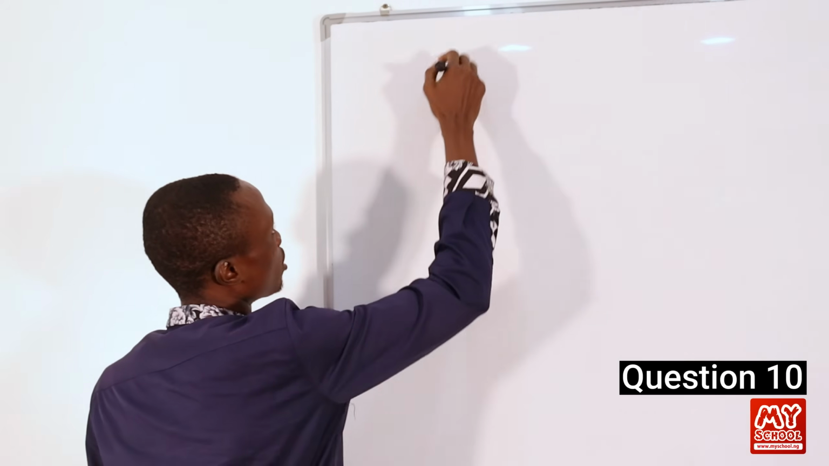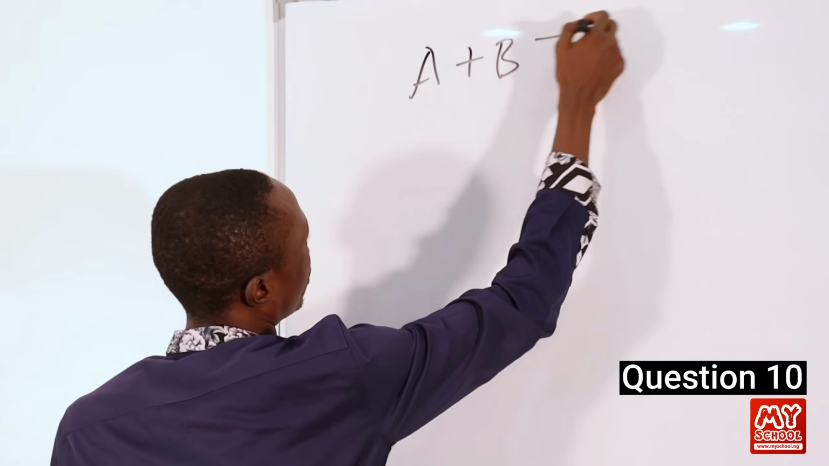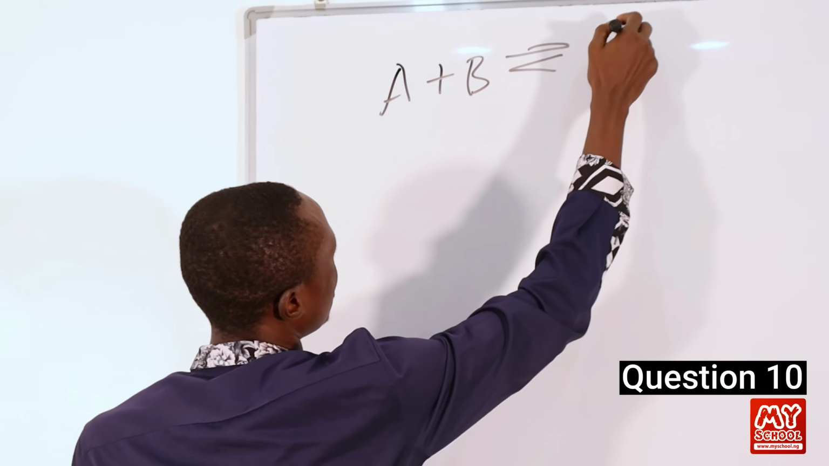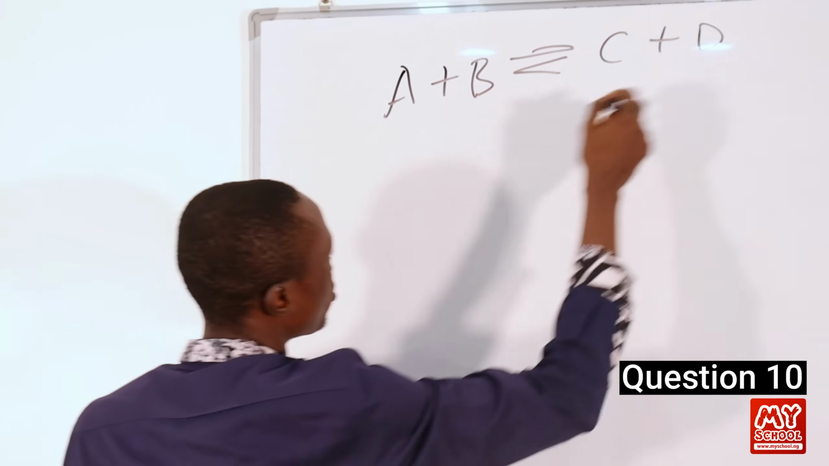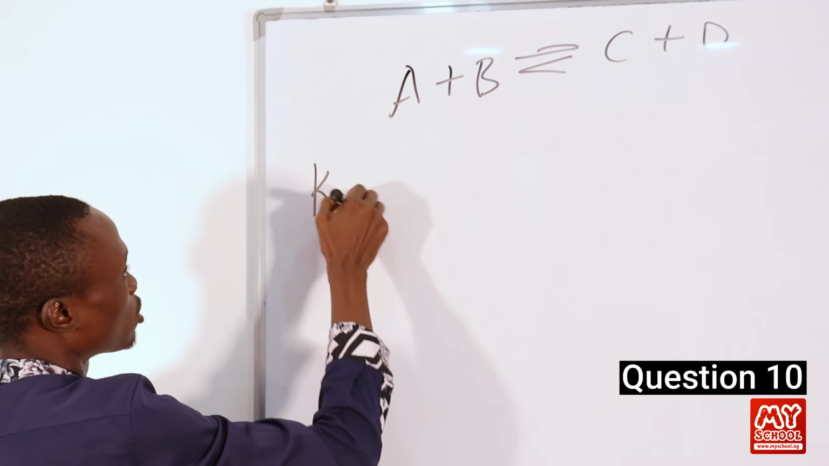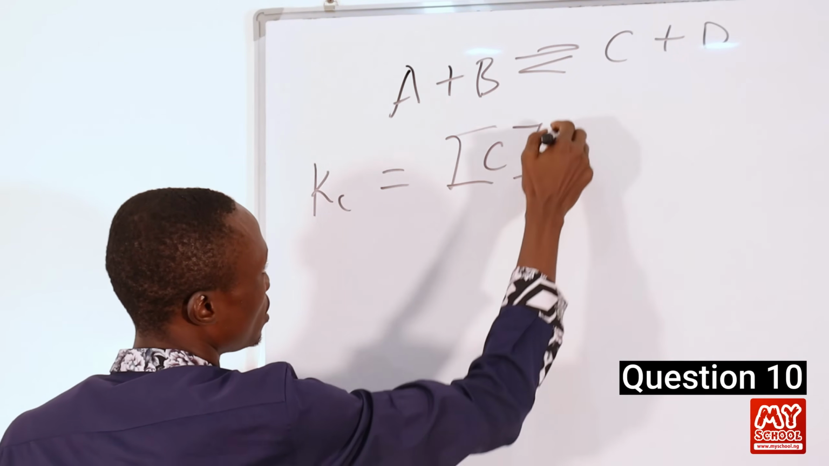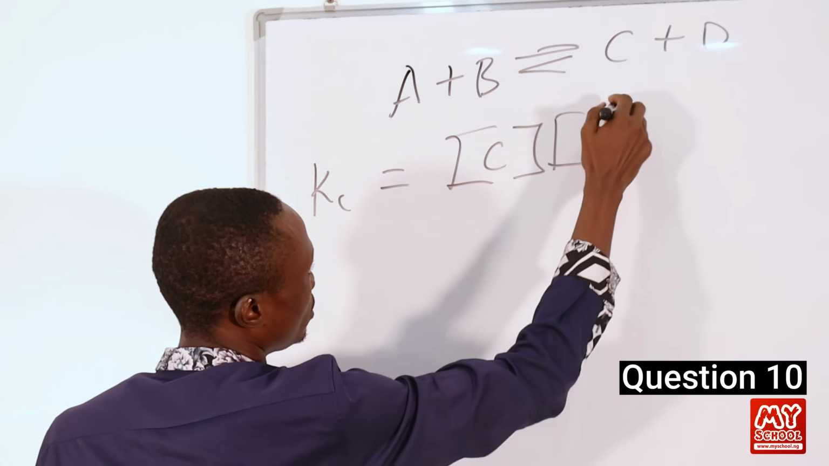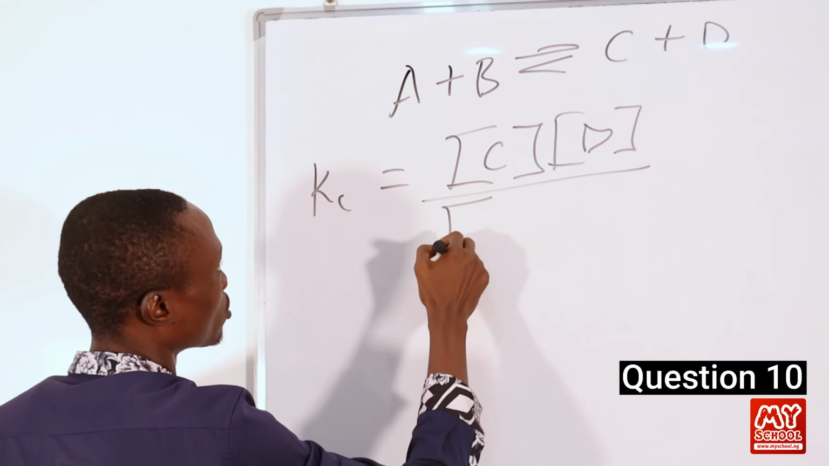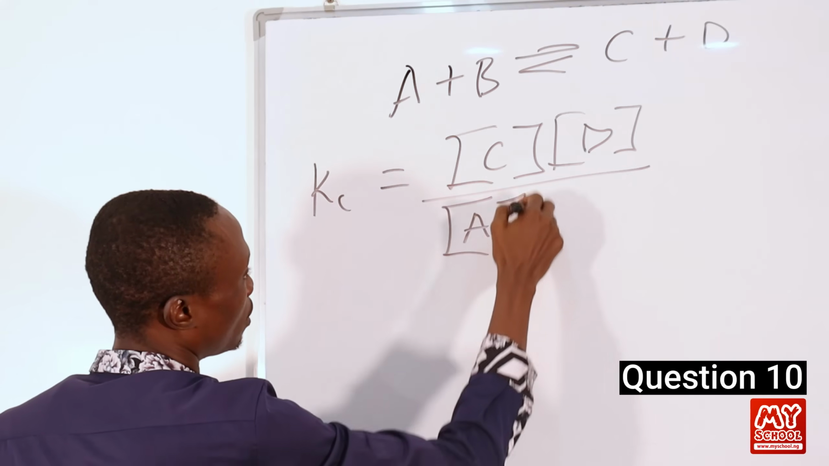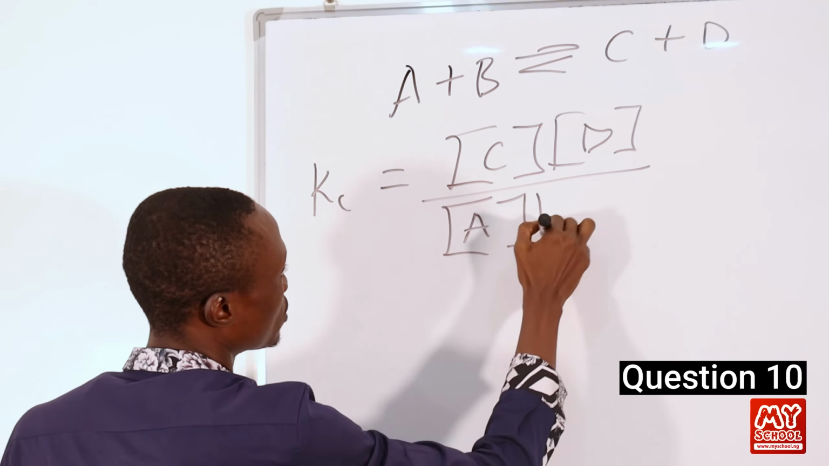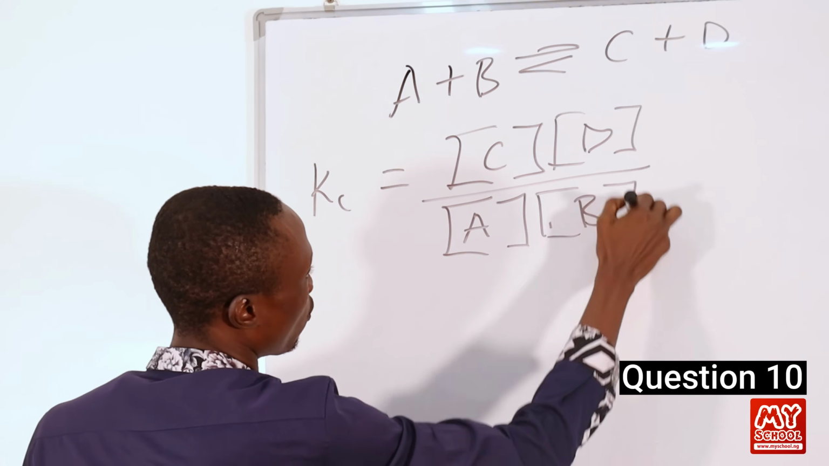So let's consider this reaction, A plus B. It's a reversible reaction producing C and D. If we are to write the equilibrium constant for this reaction, we'll have the concentration of C times the concentration of D, divided by the concentration of A times the concentration of B.